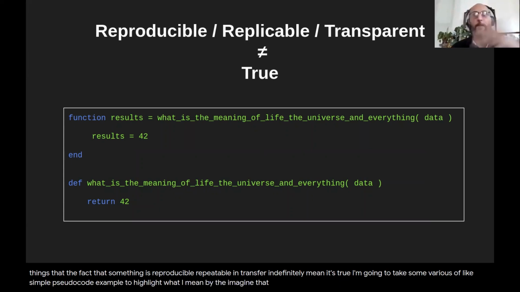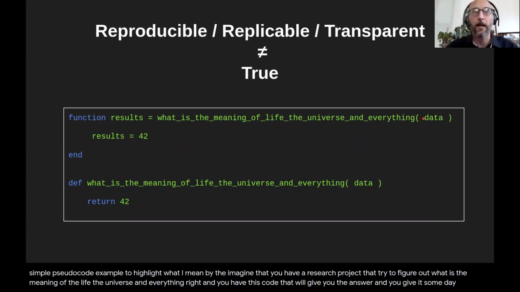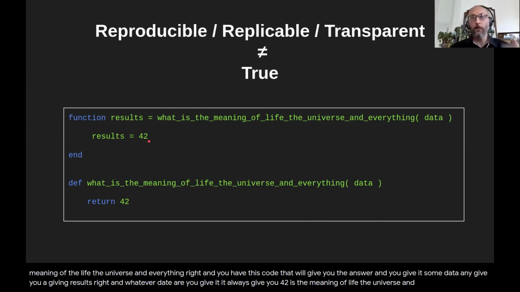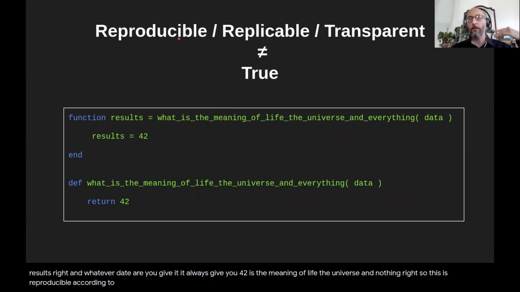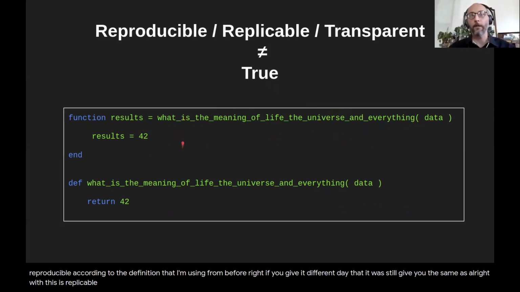Imagine that you have a research project that tries to figure out what is the meaning of life, the universe and everything, right? And you have this code that will give you the answer, and you give it some data and it gives you a given result, right? And whatever data you give it, it always gives you 42 as the meaning of life, the universe, and everything, right? So this is reproducible according to the definition that I'm using from before. If you give it different data, it will still give you the same result, so this is replicable as well, right?